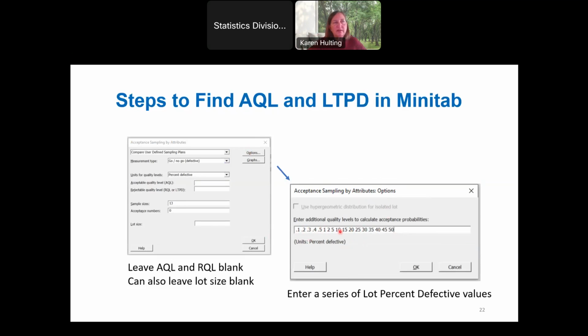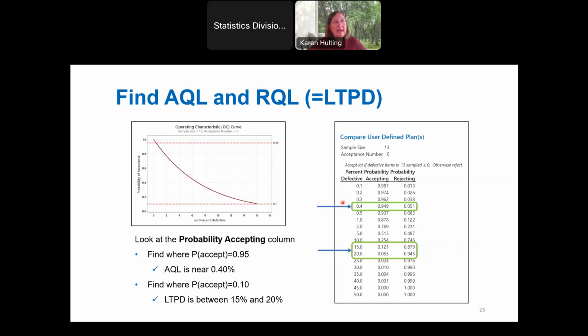And so you just type those in, whatever other values you want to see. And then I'm going to get an output in Minitab that again has my percent defective column, just like I had in my spreadsheet. And then I have my probability of acceptance here. And so these are the same values.